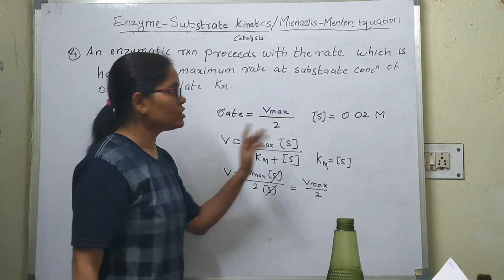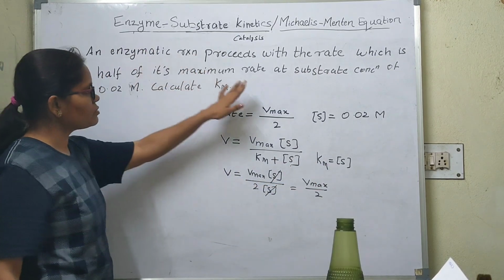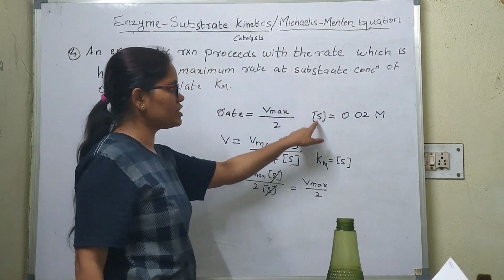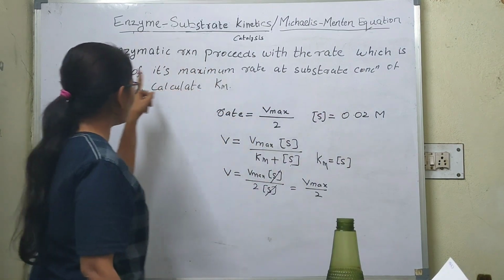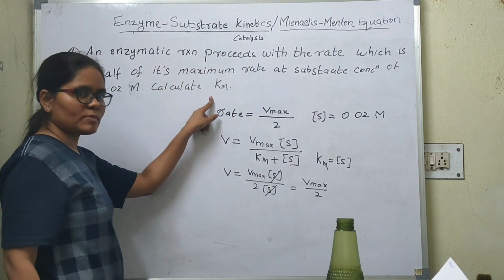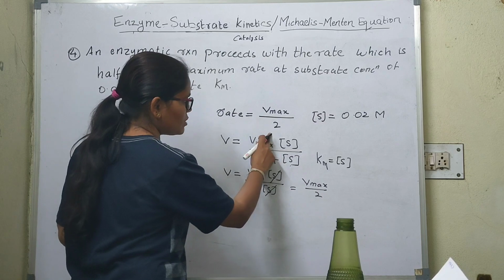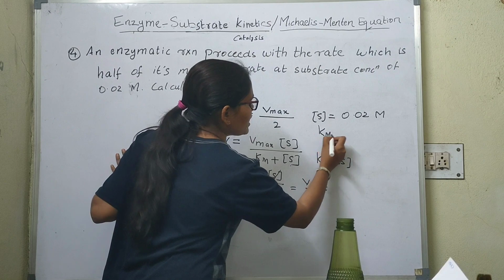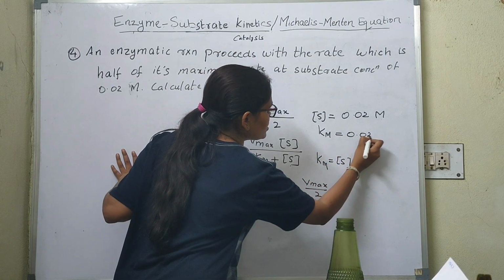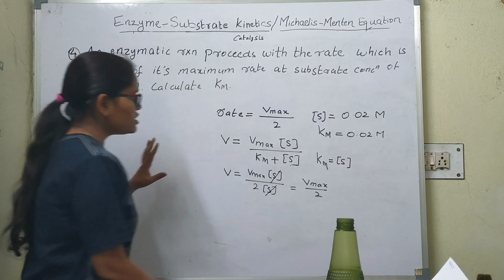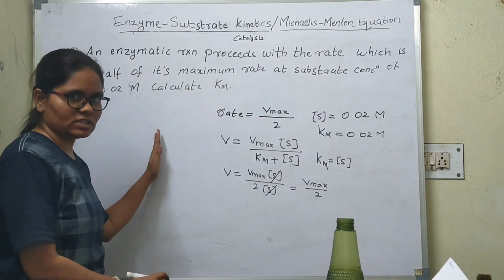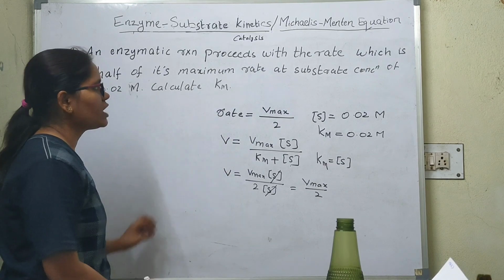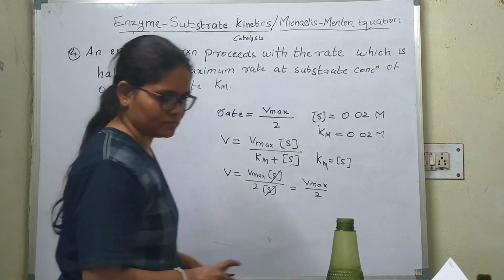Here you are told that the enzyme reaction proceeds with the rate which is half of its maximum rate, and at that rate the substrate concentration is given. You are asked to find the value of Km, that is the Michaelis constant. So at Vmax by 2, Km is equal to S. If S is 0.02 molar, then Km will also be equal to 0.02 molar. This concept we have already seen in the theory portion, so a question can be asked in this way from that topic. Now we move to the next question.